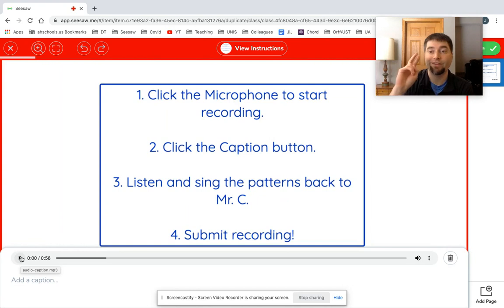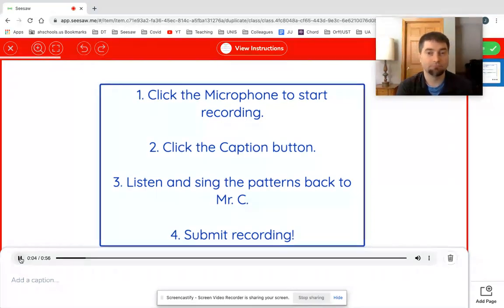Use your singing voice. Try to make your voice match pitch with mine and with the pattern that you hear, and then we'll be done. So take a quick listen. Click on the microphone button if you have not already done so. I already did. Now listen to the patterns and sing them back to Mr. C right away. And your goal is to use your singing voice and try to match the pitch of the pattern. Here's the first pattern.